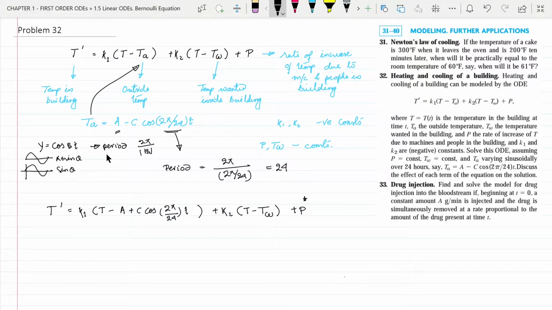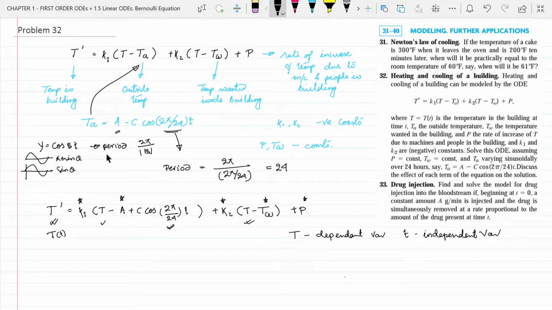So this P term is a constant, T omega is a constant, K2 is a negative constant. Anyway, it is a constant. A is a constant, K1 is a constant. This T is a function of time, that is, temperature in the building is a function of time. This term varies with time. This term also varies with time. So in this differential equation, T is the dependent variable and small t is the independent variable.